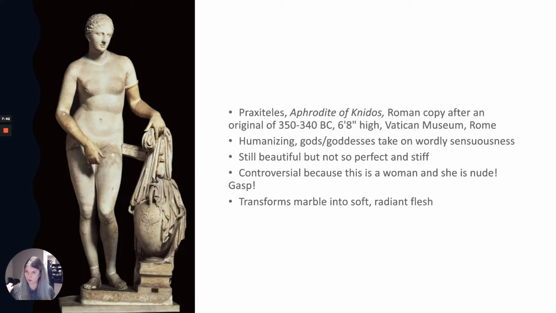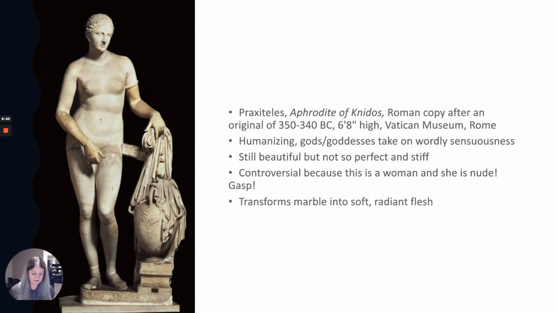He's most likely working from a model, from a real person, to create this otherworldly subject, this goddess. Up to this point, we aren't seeing women nude in sculpture, so that's one of the things that's the most shocking about this. And it's actually rejected by the people who initially commissioned it.